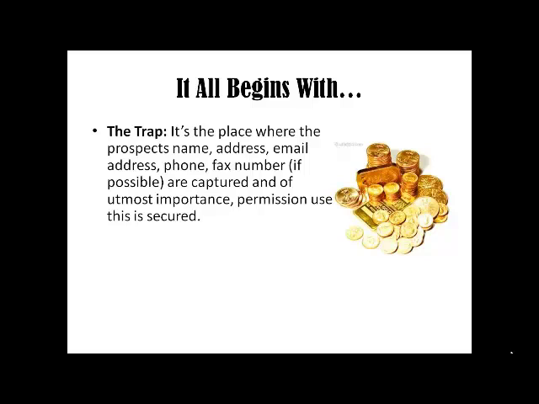So the trap, it all begins with the trap. And this again goes with lead generation. It's the place where the prospect's name, address, email, phone, fax number if possible are captured, and of utmost importance, permission is secured. So it's always important to have a privacy notice at the bottom of an opt-in box. When you're asking for an email address, say we will never share or sell your name to anybody else, but basically you want to get permission by saying, by entering your email address, you give permission to you and your company to email them, sharing information of value to the list.